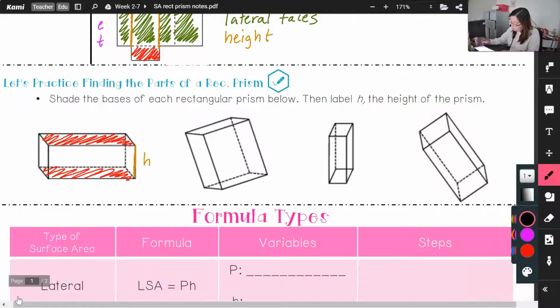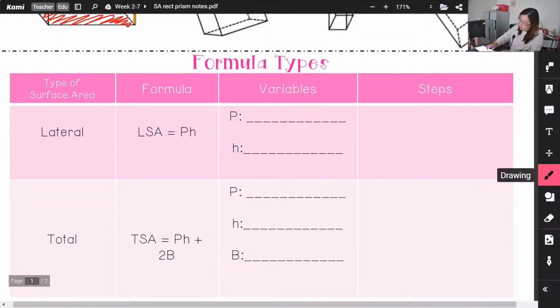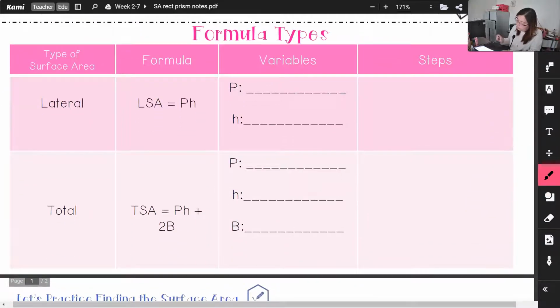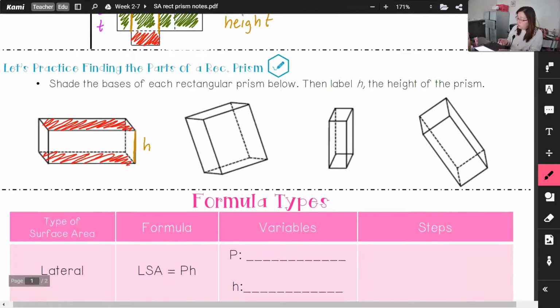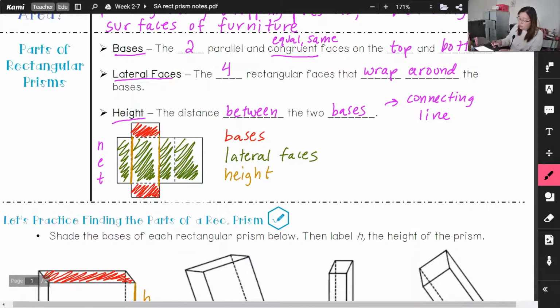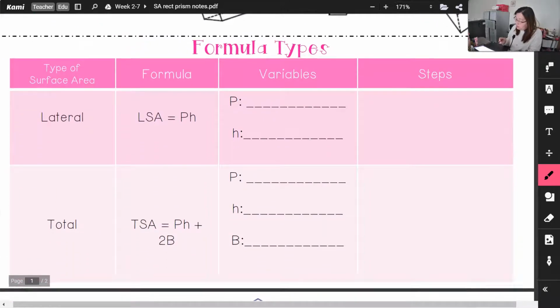Okay. Let's move on to this table here, okay? And we're going to look at the formulas, because before when you did surface area, basically you used this net, right? So you found the area of each of these rectangles and then you added them all together. Well, now instead of doing that, we have a little formula we're going to use instead. Okay, well, there's two different types of surface area. We have lateral and we have total.